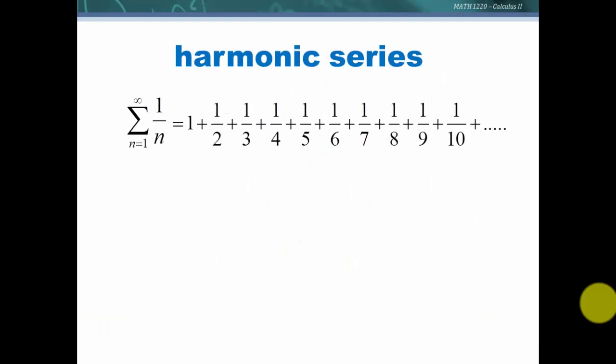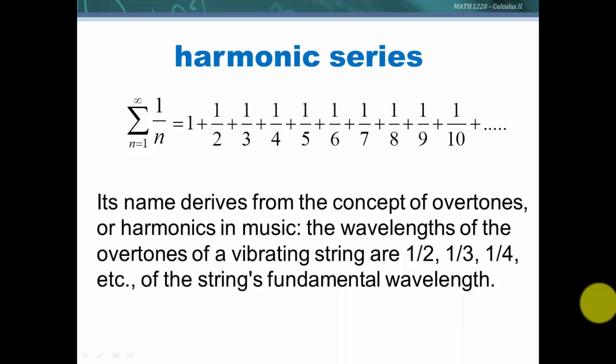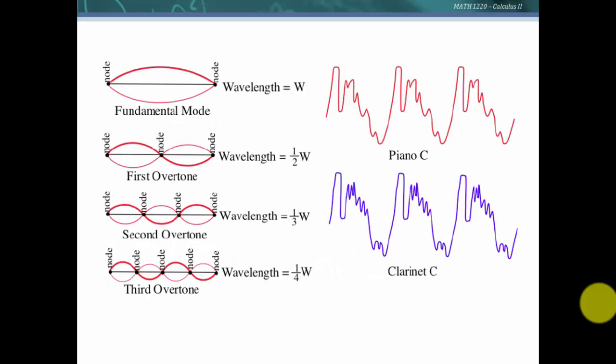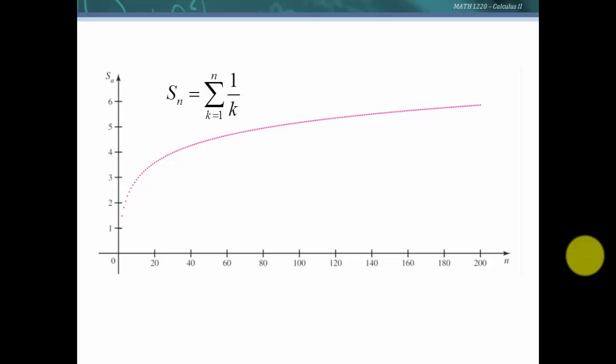Now we're going to look at another series called the harmonic series. The harmonic series is just simply summing up the sequence 1 over n. So you can see what it looks like here, 1 plus half plus third and so forth. Now its name comes from the concept of overtones or harmonics in music, because the wavelengths of the overtones of a vibrating string are 1/2, 1/3, 1/4 of the string's fundamental wavelength. And that's why we call it the harmonic series.